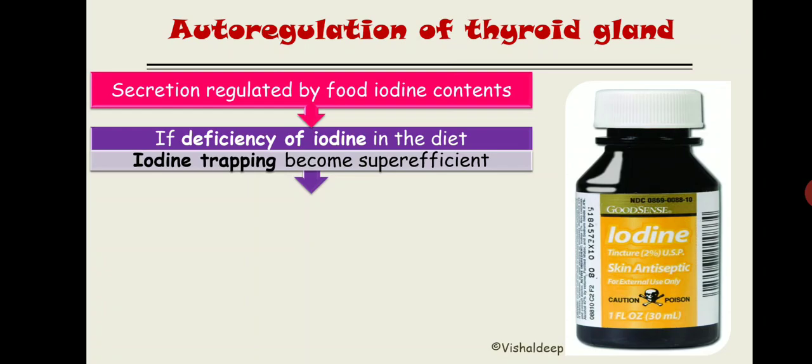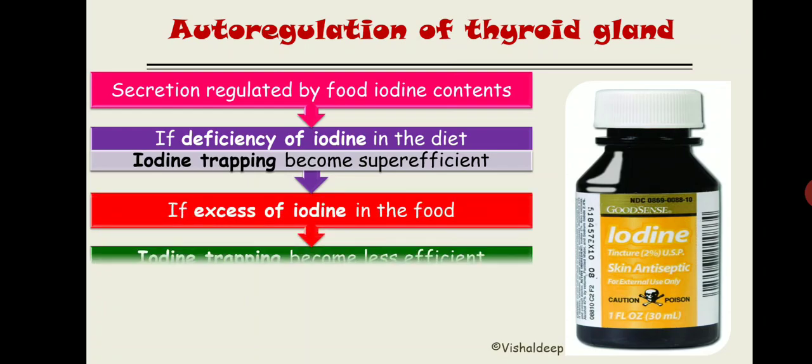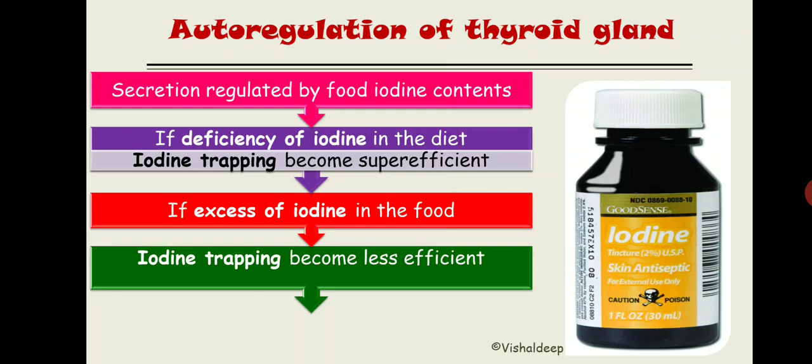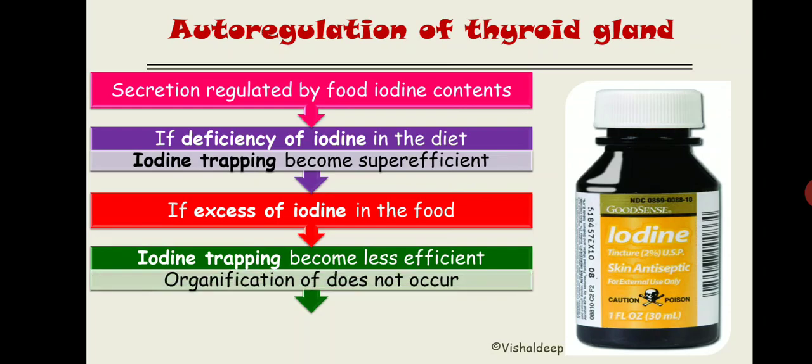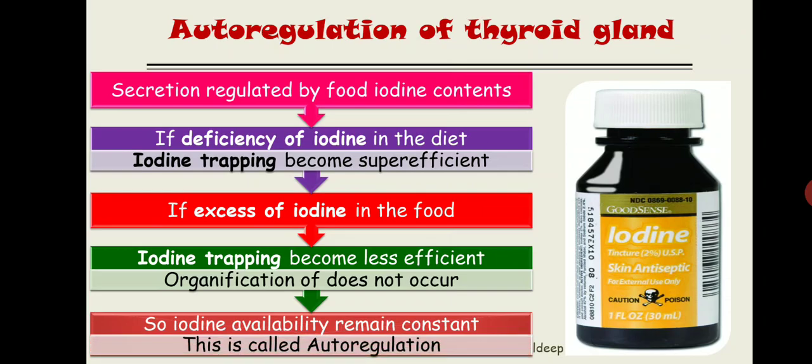Now the reverse will happen if there is excess iodine in the food. What will happen? Iodine trapping becomes less efficient, so there are fewer chances of organification. What is organification? Organification is basically the attachment of the oxidized iodine with the tyrosine molecule inside the thyroglobulin. So iodine availability remains constant by this change in the efficiency of thyroid trapping. This is called the autoregulation of the thyroid gland.